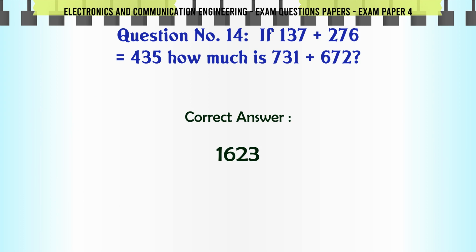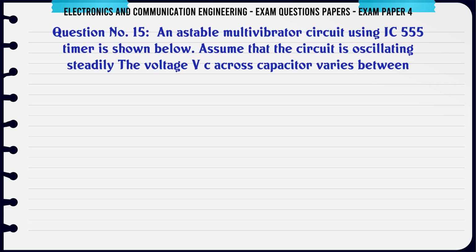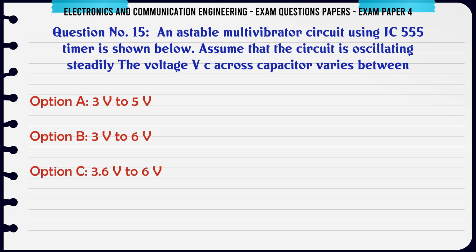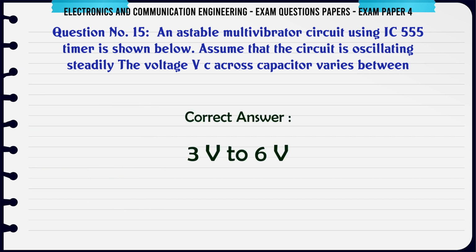1623. An astable multivibrator circuit using IC 555 timer is shown below. Assume that the circuit is oscillating steadily. The voltage Vc across the capacitor varies between A. 3V to 5V, B. 3V to 6V, C. 3.6V to 6V, D. 3.6V to 5V. The correct answer is 3V to 6V.